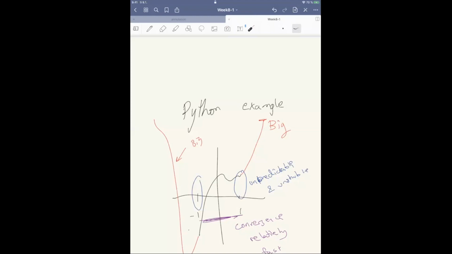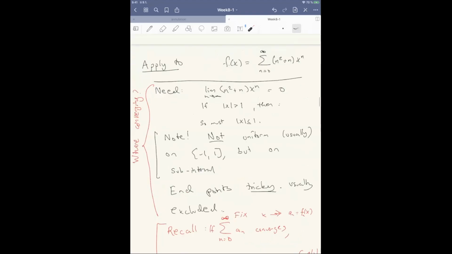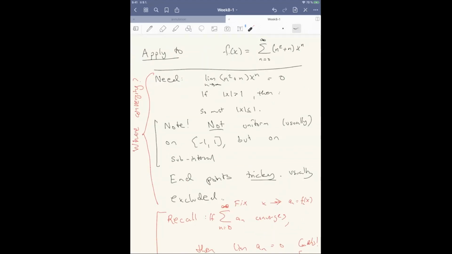Let's switch back to the file and let's go through our example. Okay, so we had this series (n² + n)xⁿ. And we saw in our examples, even though there was that minus sign, that if x is bigger than 1, then this series seemed to not converge.